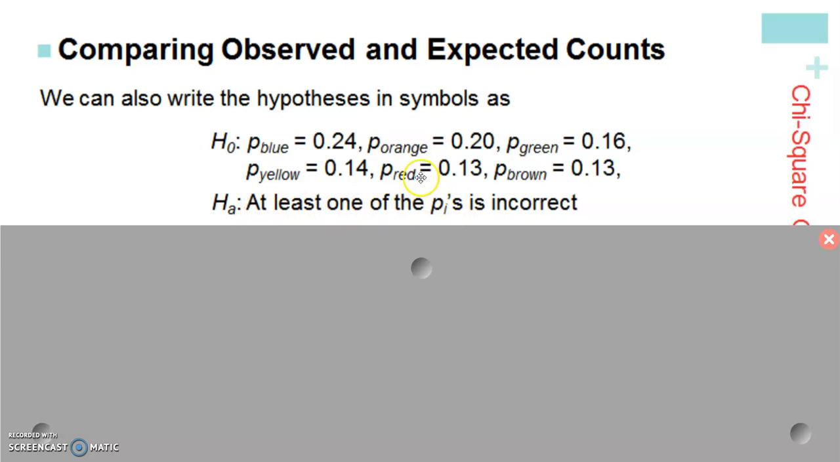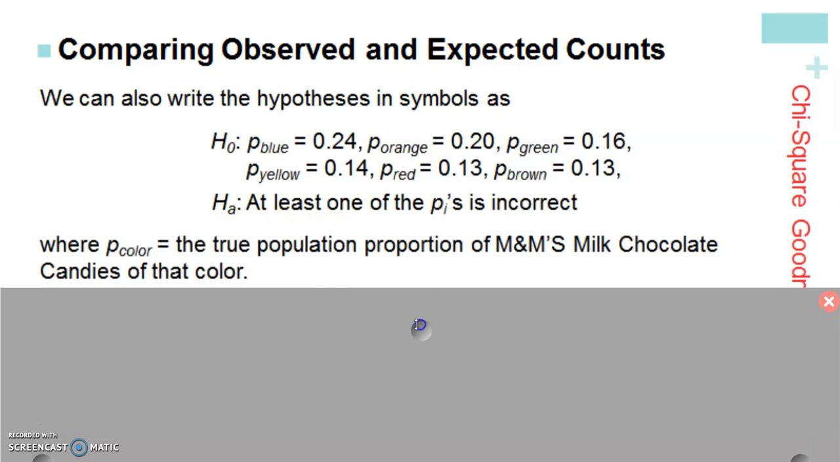So it's at least one of these p's is incorrect, because for the null hypothesis to be wrong, it could have like 4 of these 6 as actually matching up, but 2 of them maybe are wrong. And then that's not the null hypothesis. So the alternative is that at least one of them is incorrect. And then if you write it this way, you have to define the parameter that you use. So I have to define p sub color, and instead of defining it 6 different times, I can just write it like this. It's the true population proportion for that color.